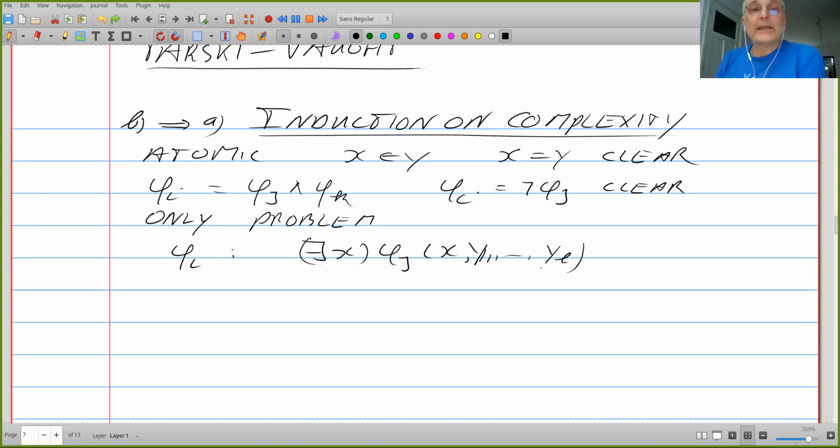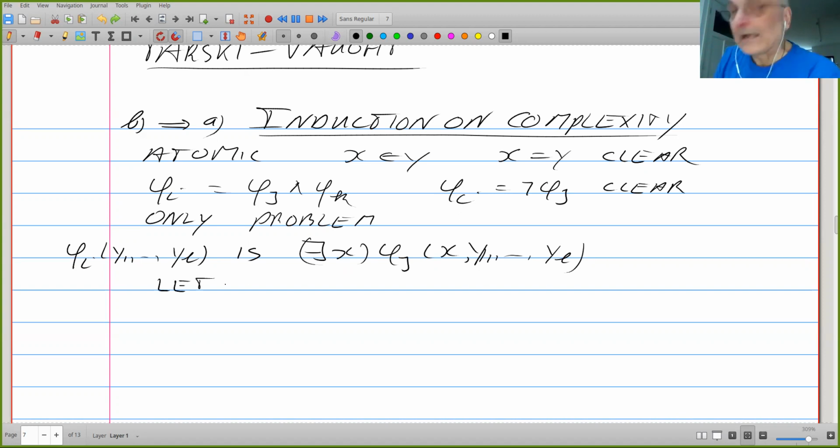So phi I is this, and by that I mean that, of course, phi I has free variables. They are among y1 up to yl, and it's of the form there is an x phi j. So x is presumably another free variable for phi j. Okay.